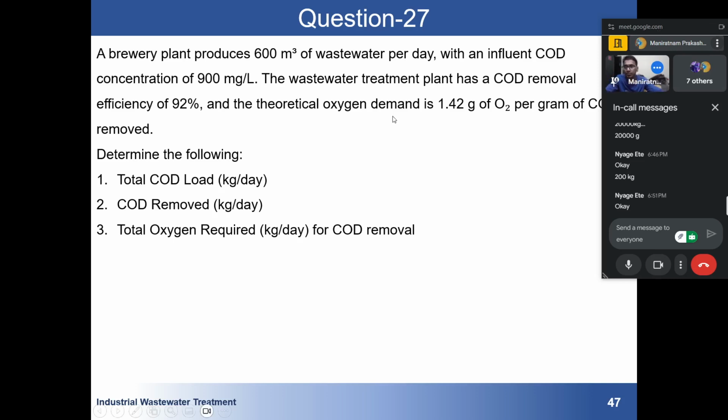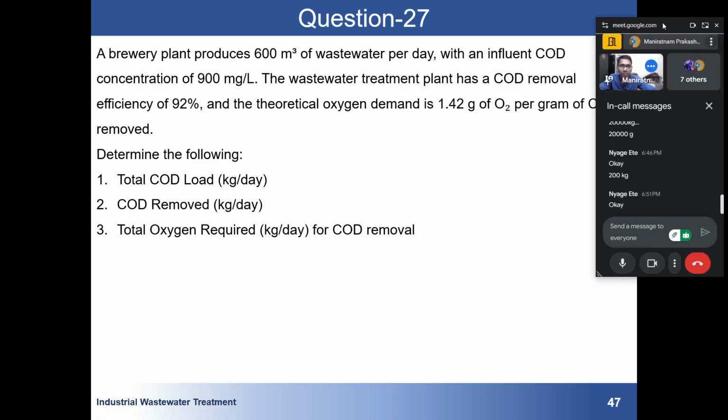It is again related to the same question. I want everyone to find out the answer of 1, 2, 3. It is a very simple question; just take care of the units. This much meter cube of water per day with influent concentration of 900 milligram per liter, removal efficiency 92%, theoretical oxygen demand is 1.42 gram O2 per gram of COD removed. Here they are asking the answer in kg per day.